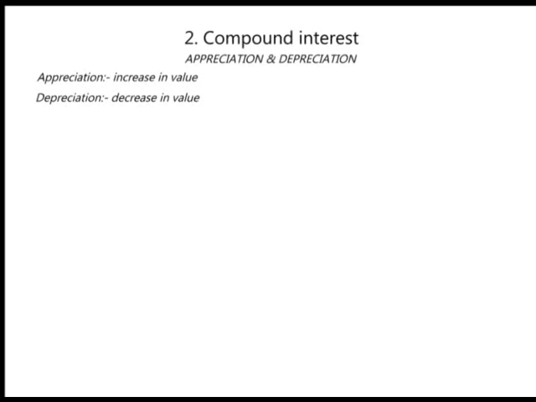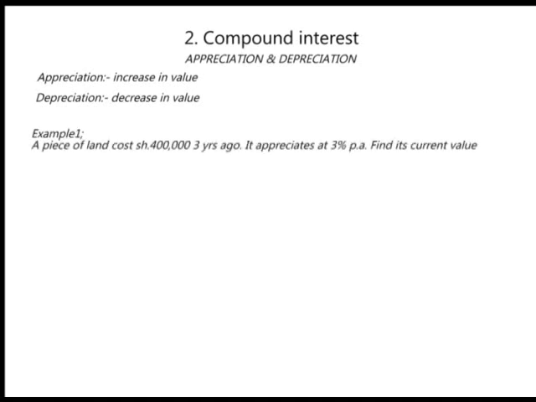The rate of appreciation and depreciation are expressed in percentages. This is used to determine the value after a given period of time. For example, a piece of land cost 400,000 3 years ago. It appreciates at 3% per annum. What is the current value of the land?